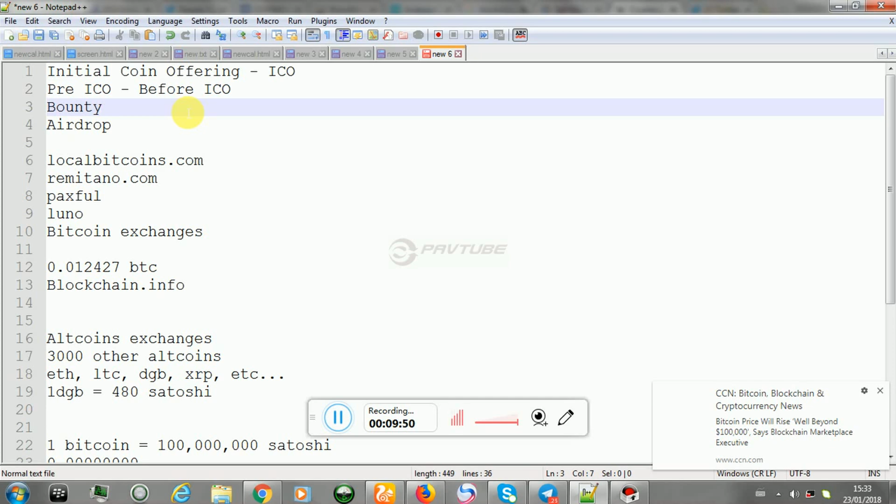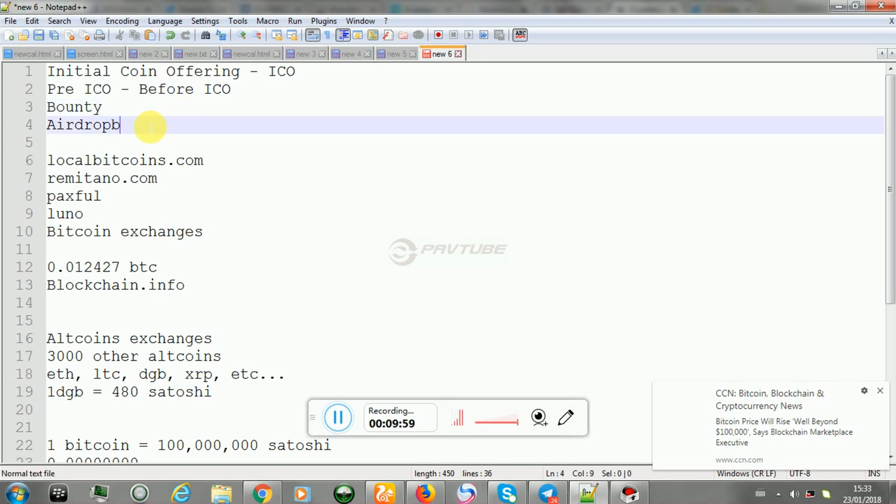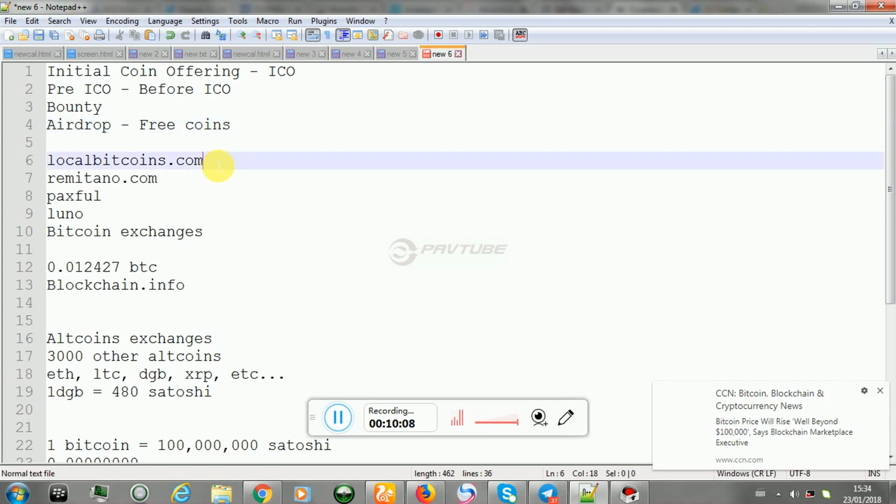Probably they will never even hear about it, because they don't even search for ICOs, because they don't have money to buy the ICOs. So what these people have now come up with is what we call the airdrop. With an airdrop, they give you free coins for meeting a little bit of their requirements.